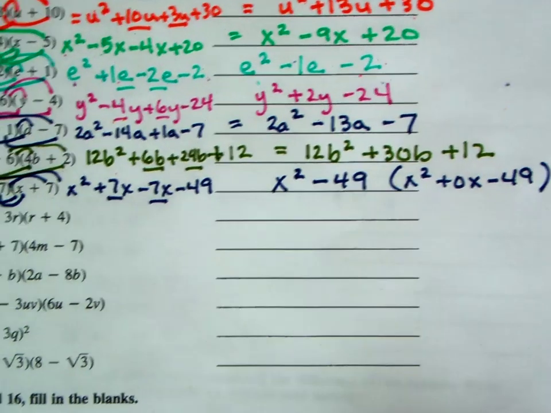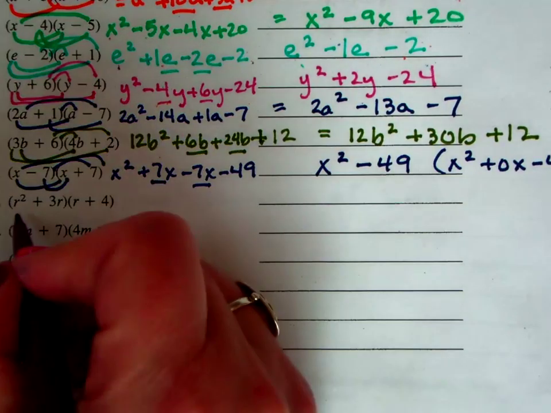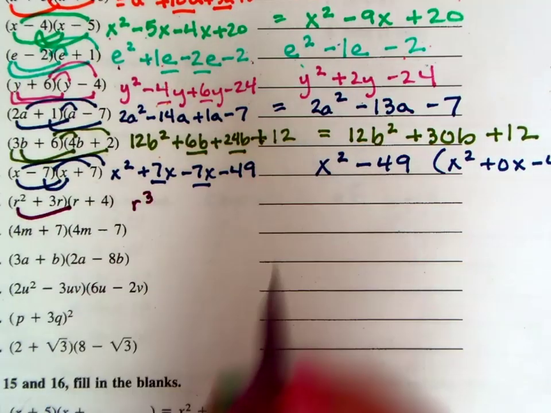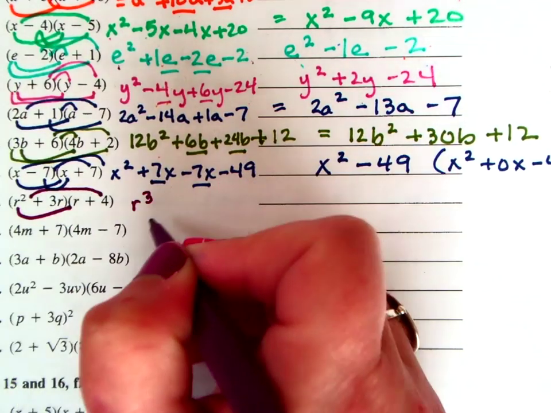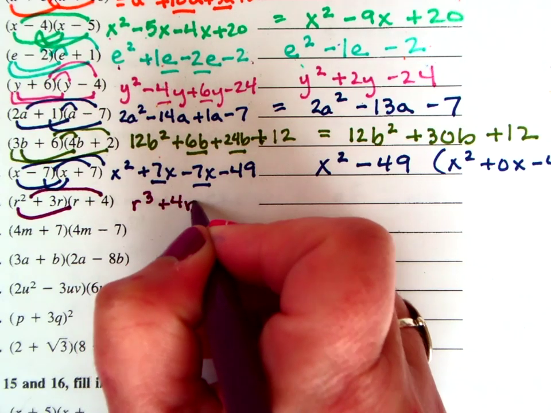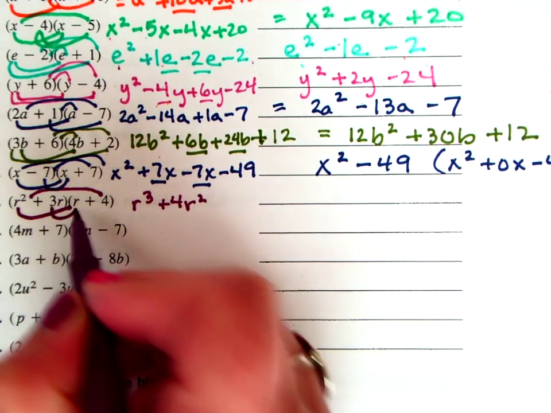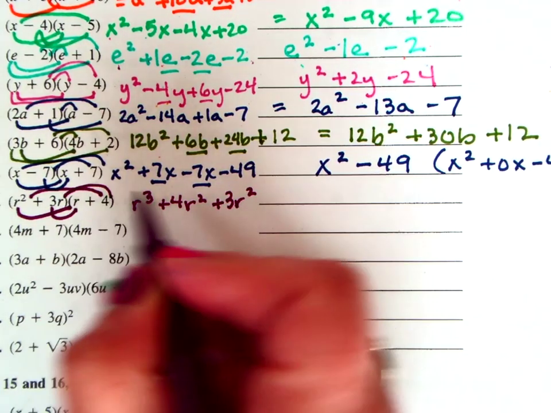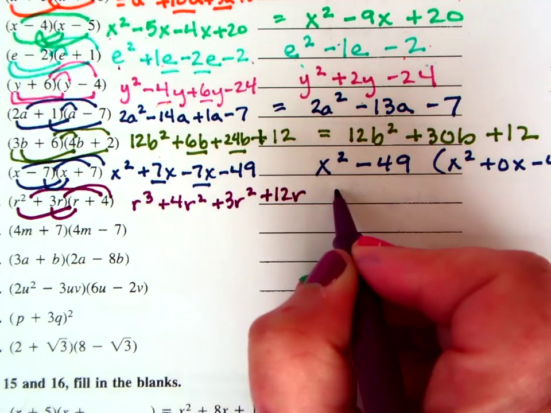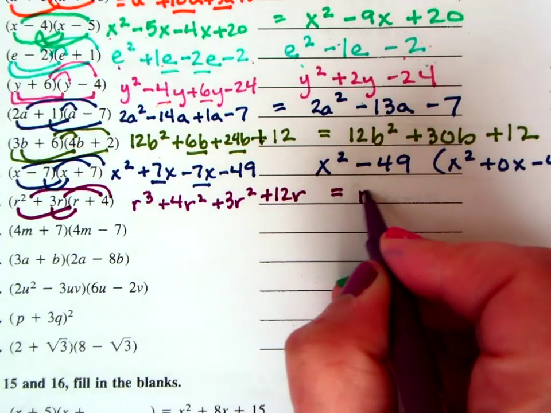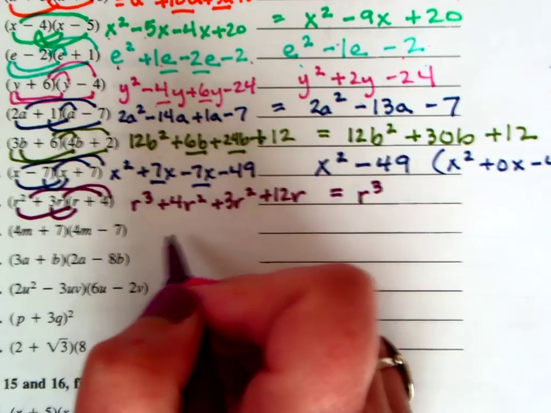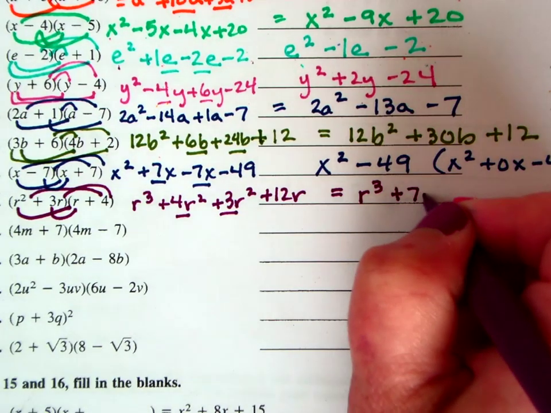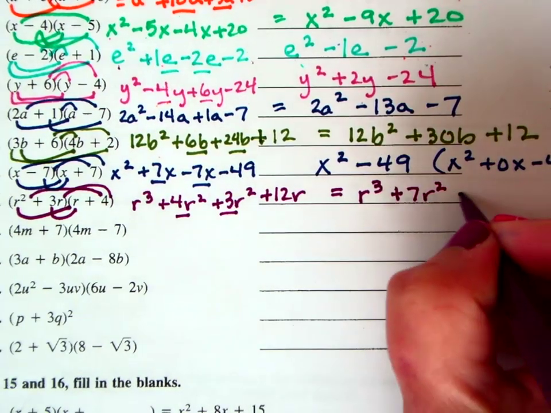Okay, so next problem. R squared times r, same procedure. R squared times r is r cubed, though. And then r squared times 4, which is the outer, is 4r squared. Inner is 3r times r, which is 3r squared. And last, which is 3r times 4, which is 12r. Then I'll combine what I can. I can't combine anything with the r cubed. I can, however, combine the 4r squared and the 3r squared, giving me 7r squared, and then plus that 12r.